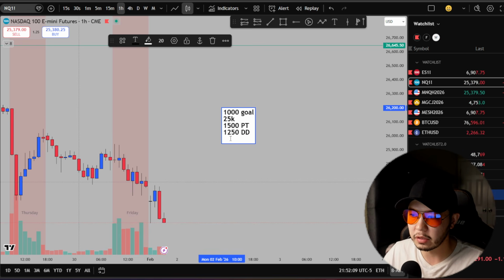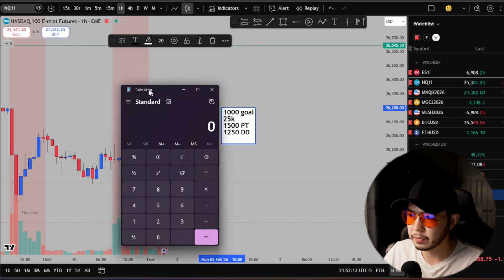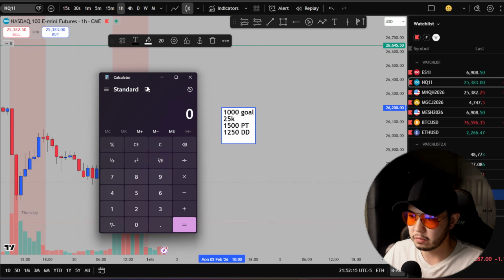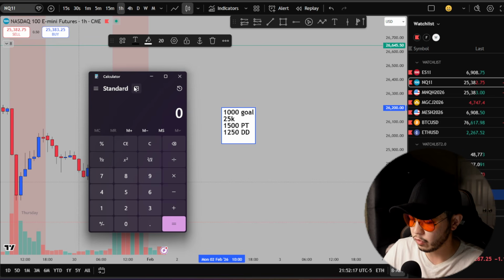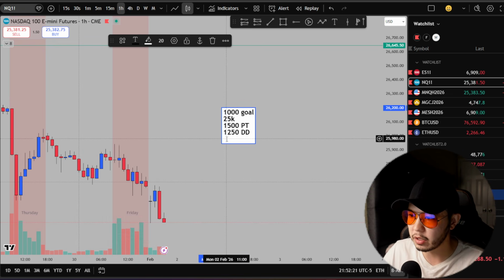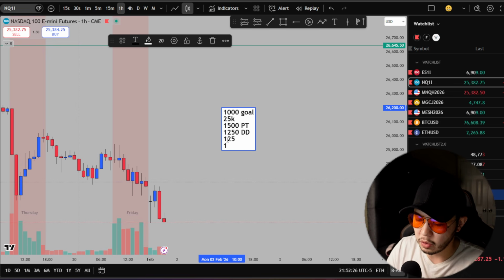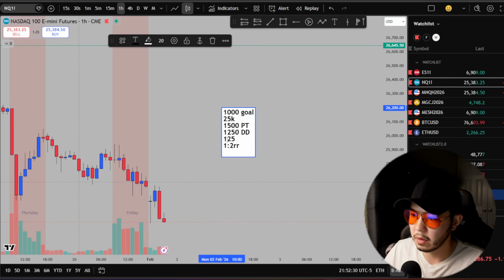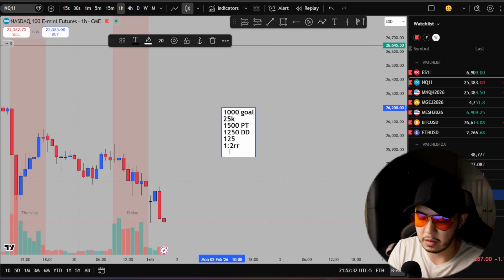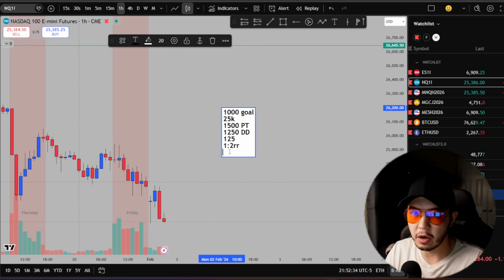Your drawdown is 1250. You can just do the math. So let's say you have 1250, divide that by 10, so you can risk about $125 per trade. Let's say you want to go for a 1 to 2 RR, and you set your own daily loss limit per session.